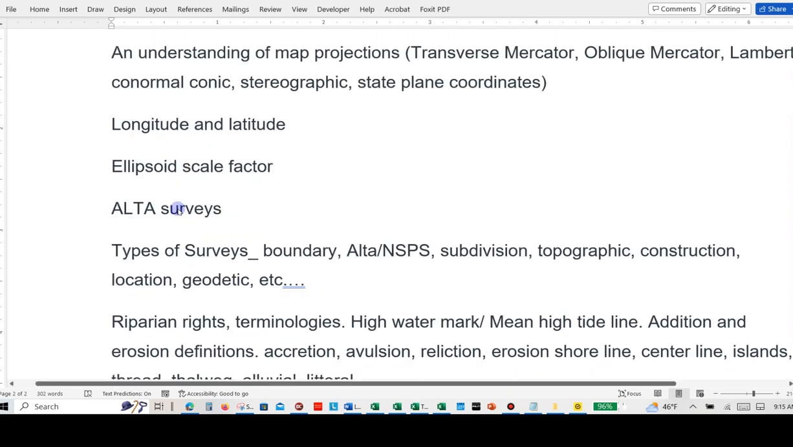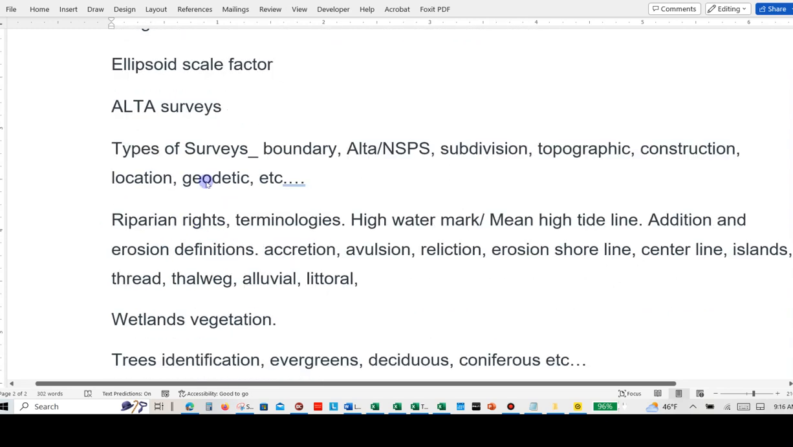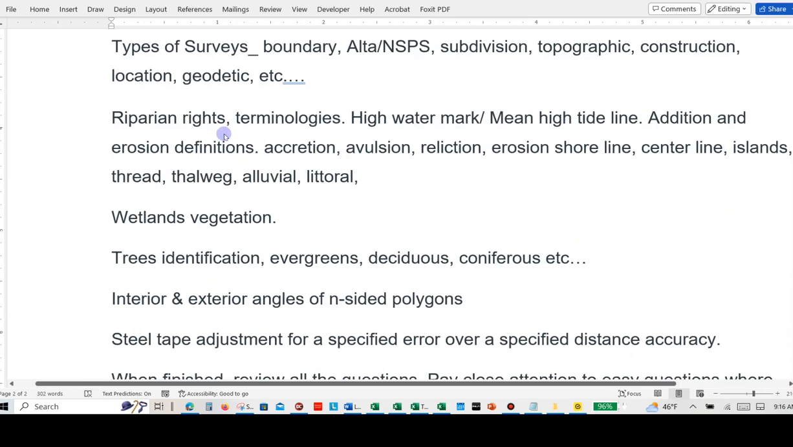I'm not sure. ALTA surveys, you want to know what those are, what's involved. And then the different types of surveys, you might want to know what the different types are. Subdivision surveys, boundary, ALTA, topographic, construction, location, geodetic. There's more than one, but understanding the basic ones. If they give you a list of 5, you need to pick out the 3. I don't remember what the question was, but there was something on there about that.